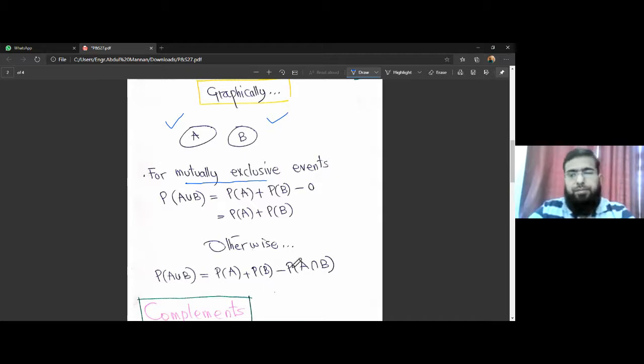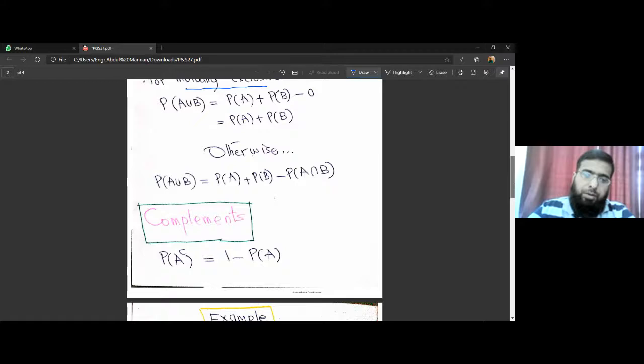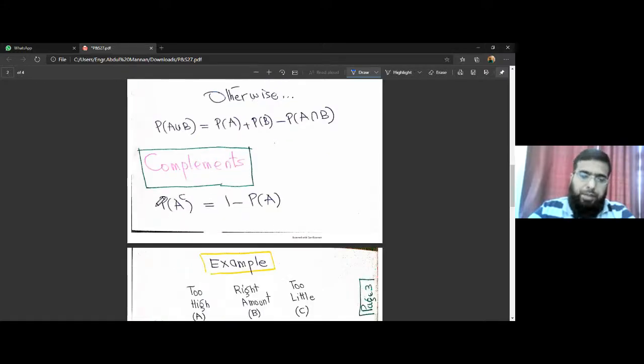So we have this general formula, which is reduced to only these two terms if we are dealing with two mutually exclusive events A and B. Right. So for a complement, the probability is simple to calculate. We did that in our last lecture. Probability of A's complement is 1 minus the probability of A.